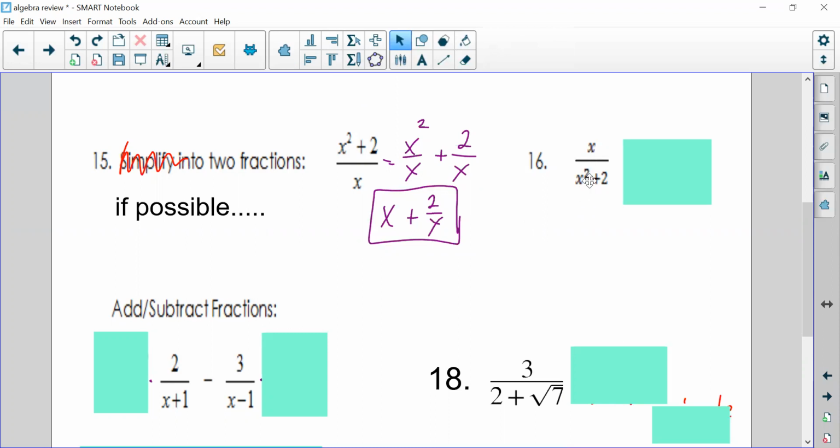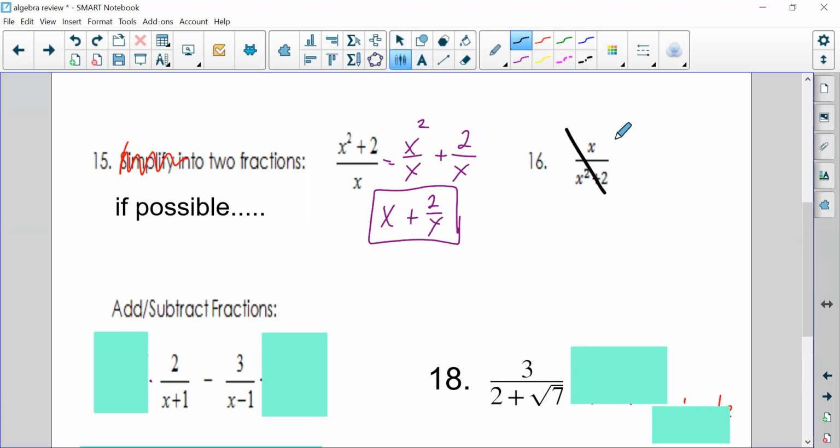Here, not so much, because I can't just say x is being divided by x squared. That's not true. X is being divided by x squared plus 2. So here there's no real easy method of splitting up this fraction, so we're not going to do that in this class. The short answer is when you cannot split up the denominator, but you can split up the numerator. See, the numerator got split up into one fraction for x squared and the other fraction for 2.